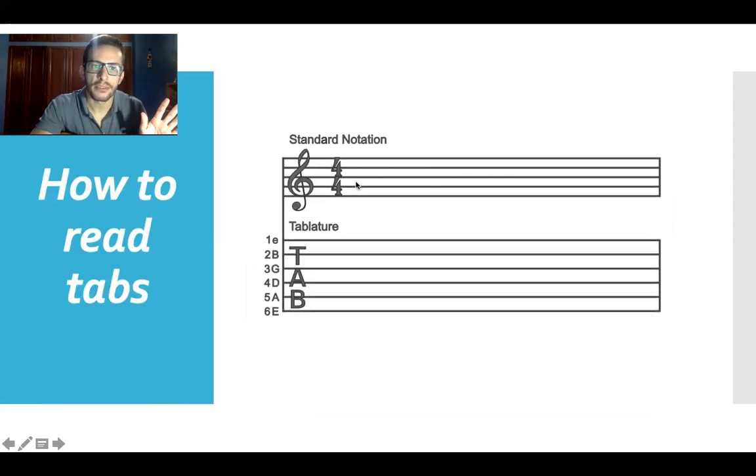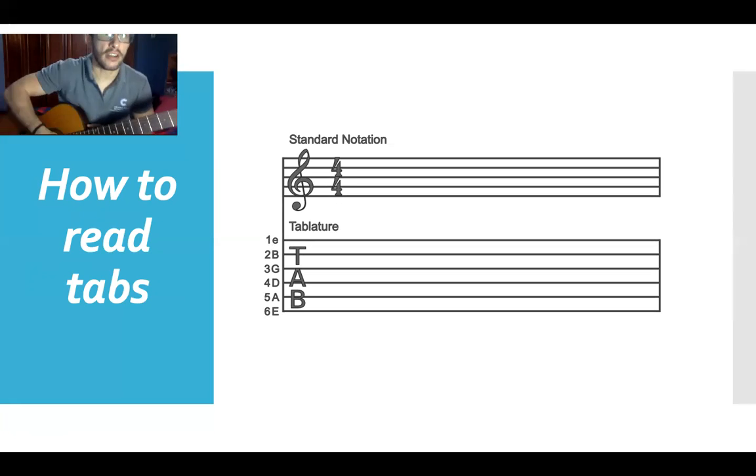Here we have on the top standard notation where you have the music staff, you have the treble clef, you have the time signature. Here you will put the notes on the lines and the spaces and everything else. Okay, that is standard notation. But tablature or tab is going to be this. Here you have 1, 2, 3, 4, 5, 6 lines. Every line is going to be a string of the guitar. So here you have the first line, number 1, it's going to be the first string of the guitar, this one.